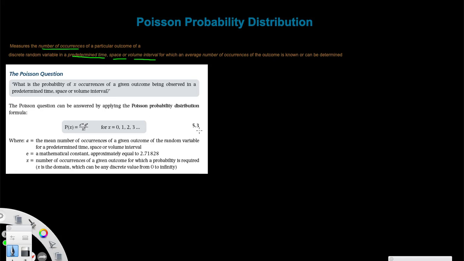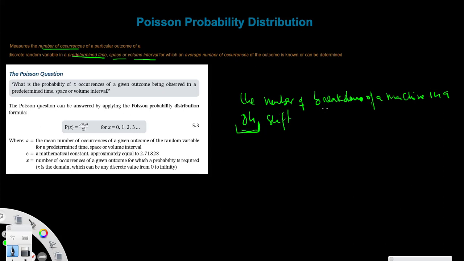So some examples you could look at: let's say you are looking at the number of breakdowns of a machine in, for example, an 8-hour shift. So we see that here we have a predetermined time, so we're looking at the number of breakdowns of the machine in that time.